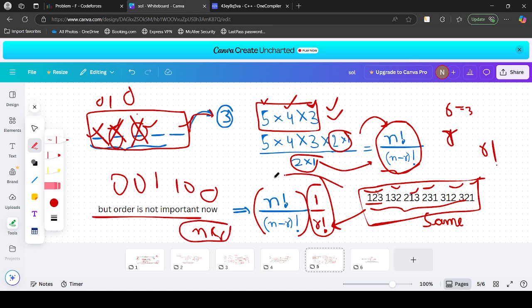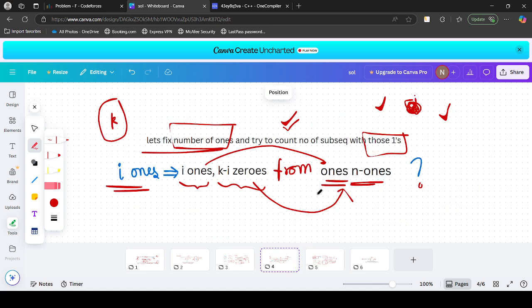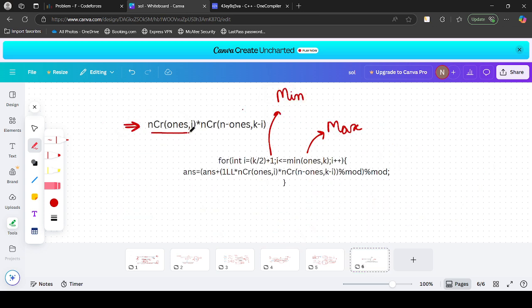So we found that this is NCR, and we want the exact same condition here, because we want some ones from the given number of ones, and we want some zeros from the given number of zeros. So NCR of ones comma I, because there are ones, and we are assuming that the final subsequence has I ones, and similarly for zeros. So this is the minimum value of I, and this is the maximum value, and we are looping through all values of the final count of ones in the final subsequence, and we are adding NCR of that into NCR of this, and we are doing mod to avoid overflow.